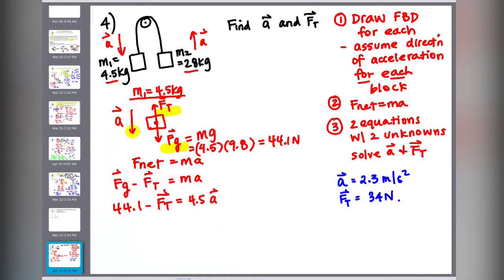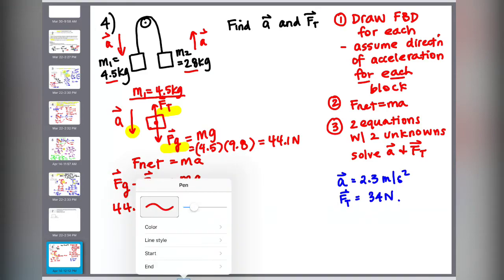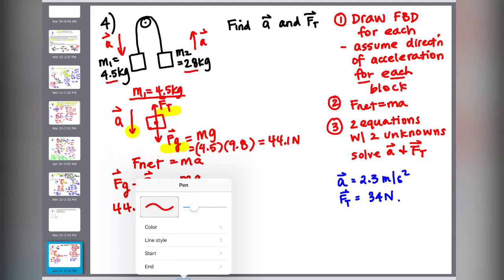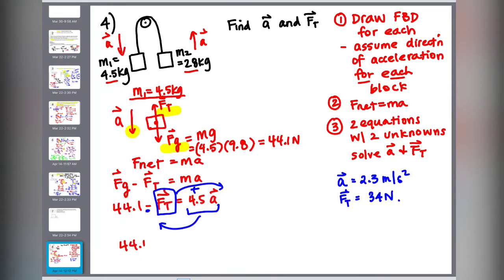Then basically the next step is you decide how you want to do it. I'm looking ahead that I have two equations with two unknowns, so I want to get the work by itself. So I'm going to isolate the Ft on its own. Because there's a negative in front here, I'm going to move the Ft over there by adding, and I'm going to bring this over to the left. So 44.1 minus 4.5a is equal to Ft. So that's my equation number 1. I'm done with block number 1.